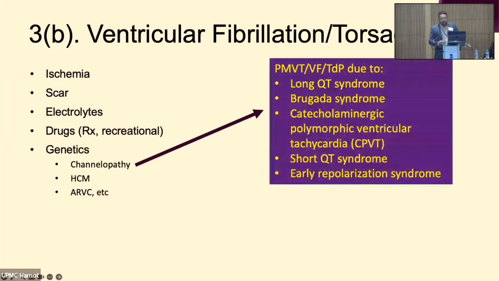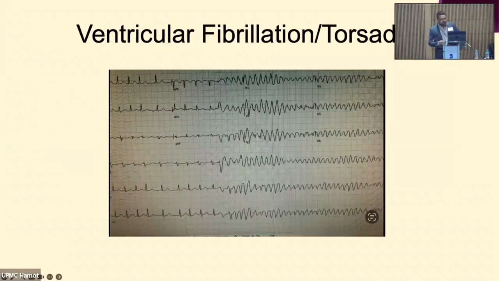I just want to give a quick shout out to channelopathies. This is something that I spend a lot of time thinking about when patients come in with this. There are several things that can predispose you to having ventricular fibrillation, not because you have coronary disease, not because you have hypertrophic cardiomyopathy. Things like long QT syndrome, short QT syndrome, Brugada syndrome, CPVT, early repolarization syndrome, just so that you've heard it once.